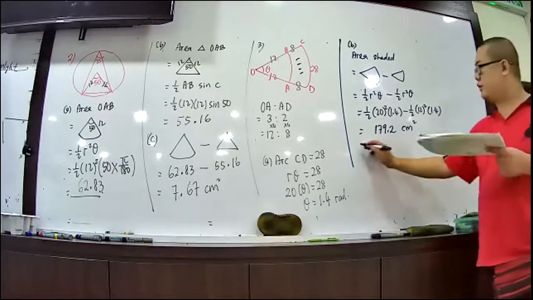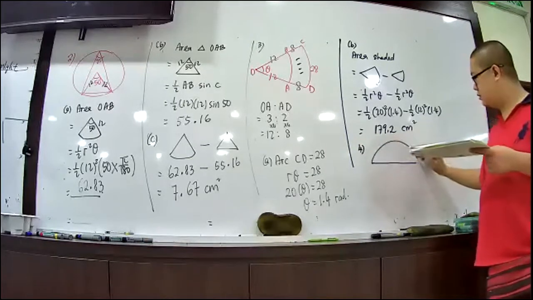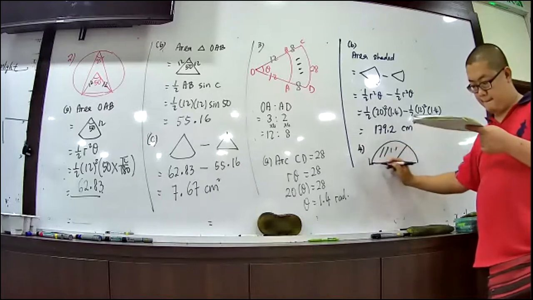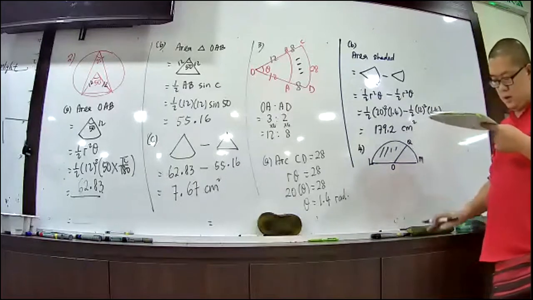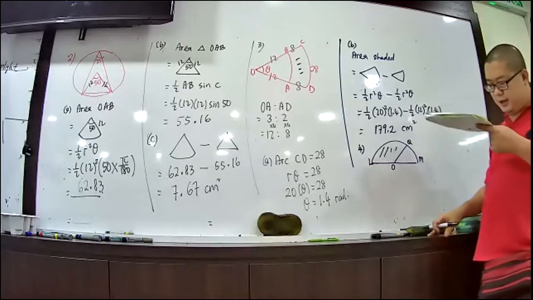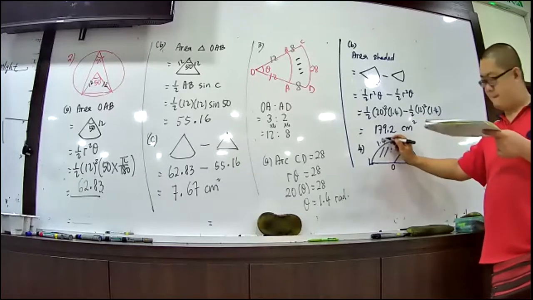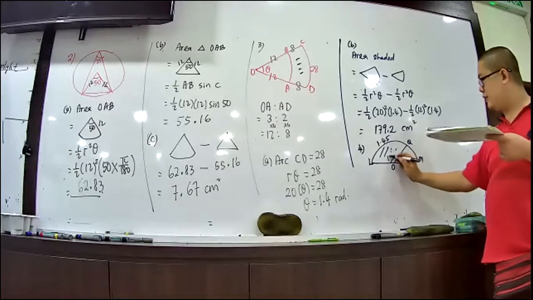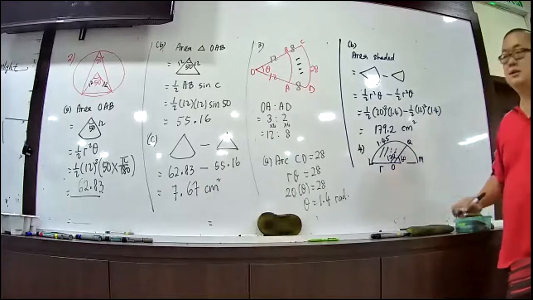Now we're going to question number 4. The shaded area is in this part. Given that the length of the arc LQ is 1.45, this angle is 130. Find the radius of the circle.